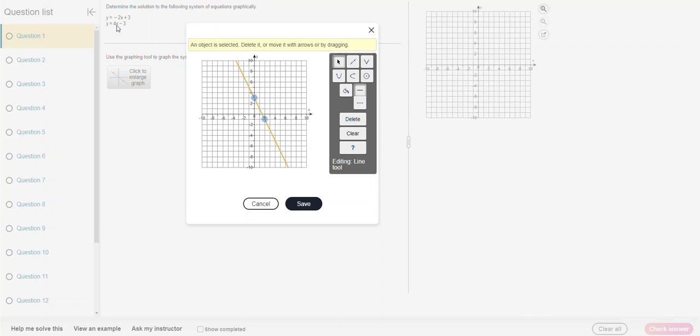Let x be 0. 0 is always a nice number to use. So when x is 0, I get y equals 4 times 0, which is 0. 0 minus 3 is negative 3. So I get 0, negative 3. Don't forget to click the line tool for your second line. See the little line tool right here?